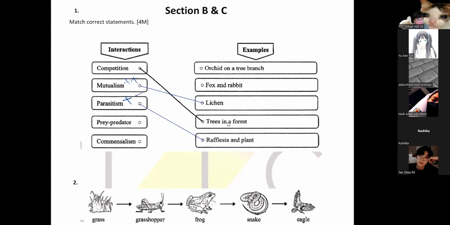That's a Rafflesia. By the way, it stinks. It smells like a dead body. So it's not a flower, it's a parasite. Okay, anyway, so prey predator, it's your fox and rabbit. Mangsa pemangsa. And commensalism is your orchid. When orchids grow on a tree branch, they don't suck its nutrients. They just borrow a place, pinjam the tempat. So the tree is not losing anything. So that's your commensalism.